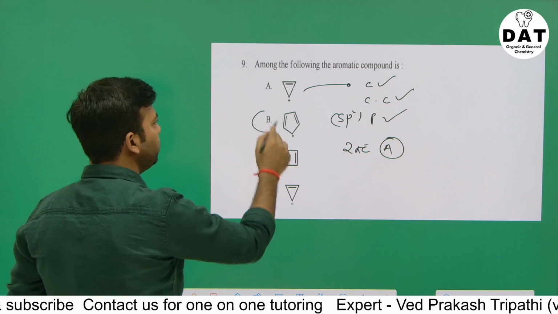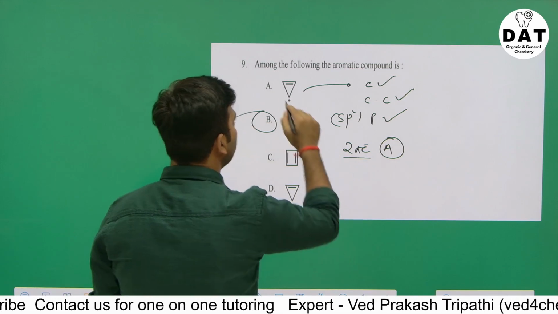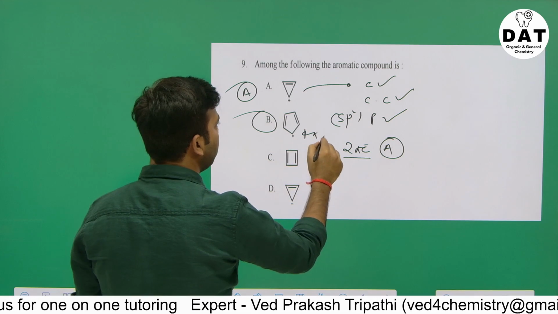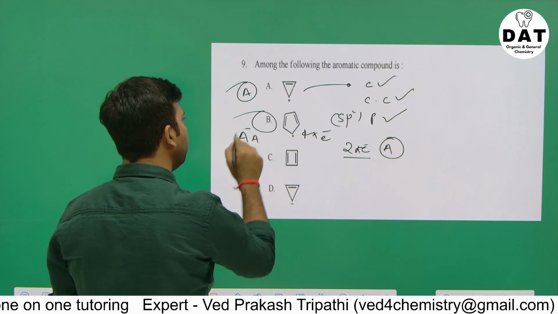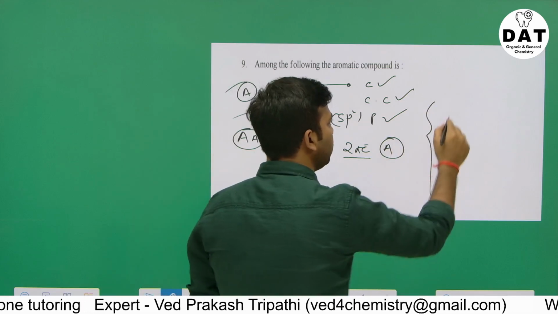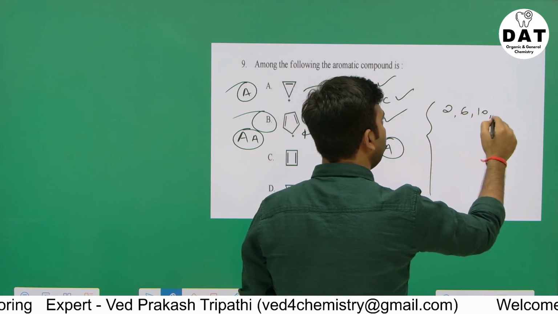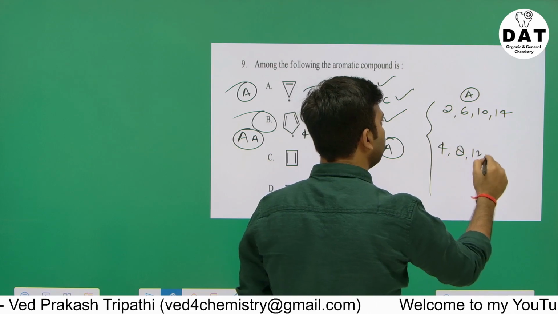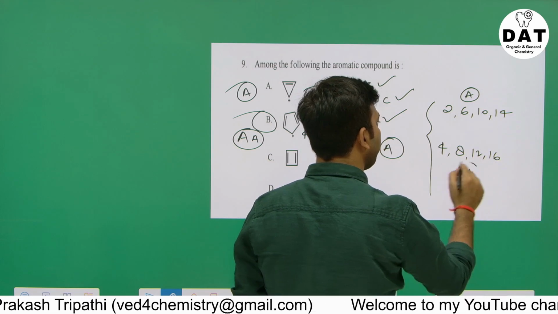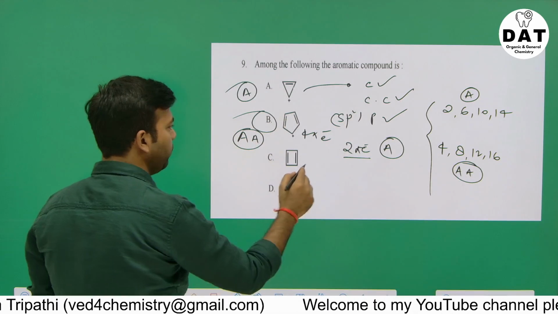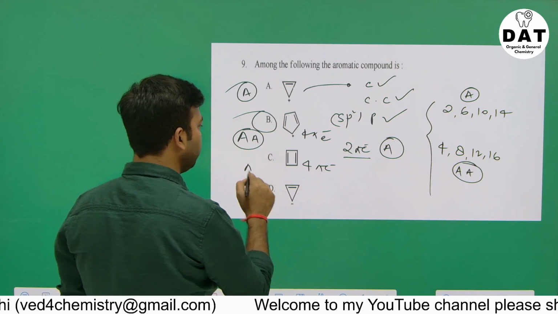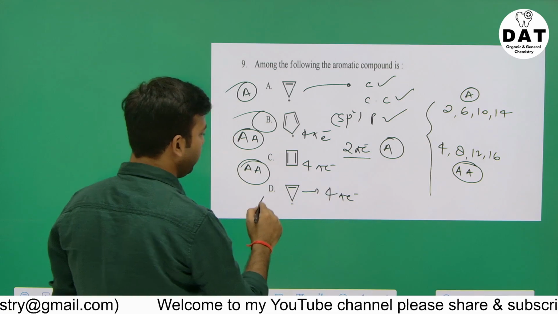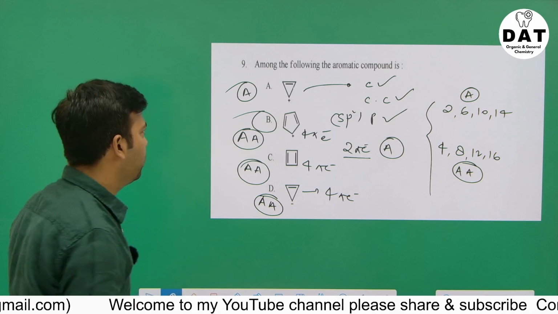Now look at B. Yes, 2 pi electrons, so A is aromatic. Look at B. B has just 4 pi electrons, which means anti-aromatic. Whenever pi electrons are 2, 6, 10 and 14, it will be aromatic. And whenever these numbers are 4, 8, 12 and 16, it will be anti-aromatic. And here again 4 pi electrons, again anti-aromatic. And this one again 2 and 2, 4 pi electrons, anti-aromatic. Please watch that video, it will help you a lot.